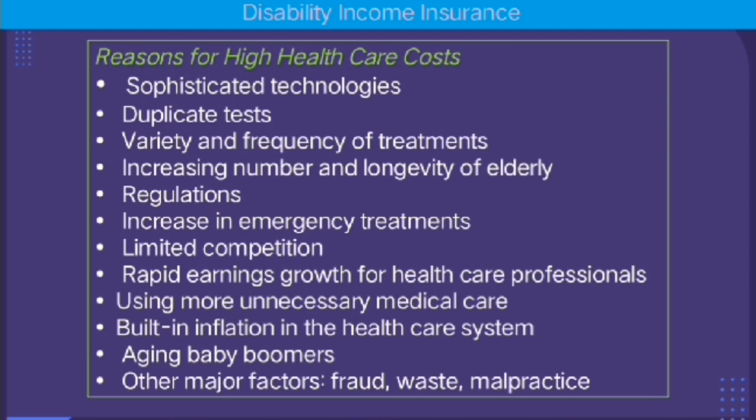So next is the built-in inflation in the healthcare system. The healthcare sector has its own inflationary pressures, which cause prices to rise over time. Next is the aging baby boomers. The large baby boomer generation is entering old age. They require more healthcare resources, thus it increases costs. So next are other major factors like fraud, waste, and malpractice. Fraudulent activities, wasted resources, and medical malpractice lawsuits contribute significantly to the rising costs of healthcare.